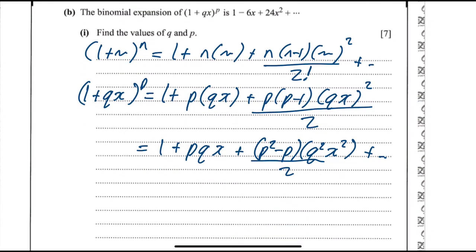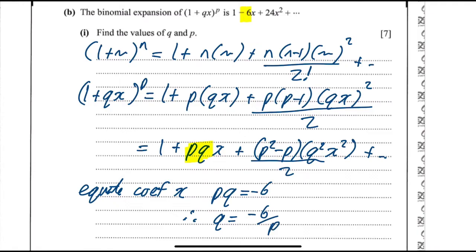Right, we want to then equate the coefficients. So we want to equate the coefficients of x. So that means this thing here, where's my coefficient of x? This thing must equal minus 6. So pq equals minus 6. Therefore, q, I know from experience, I know we'll be doing this, q then equals minus 6 over p.